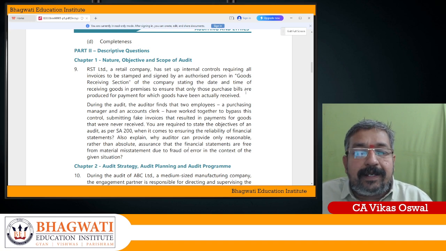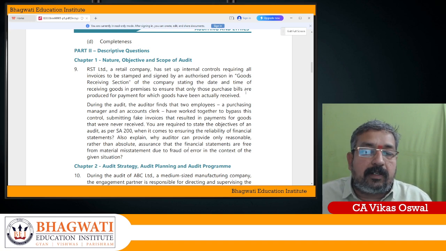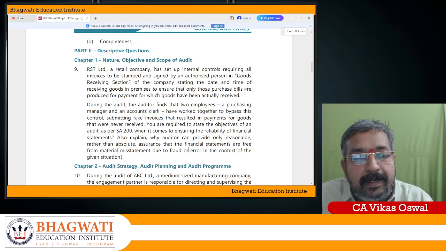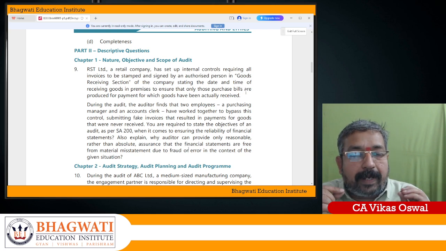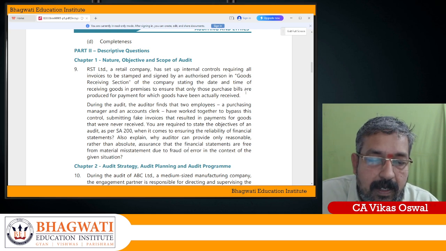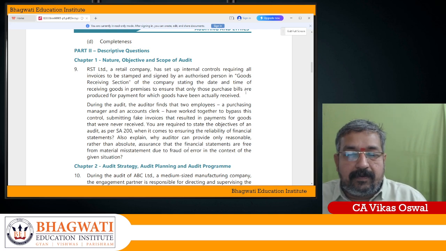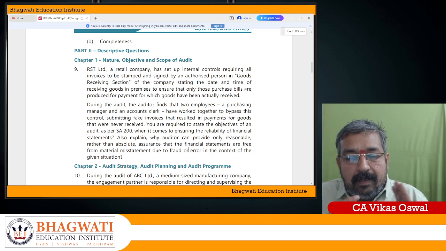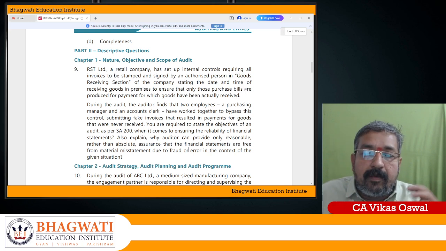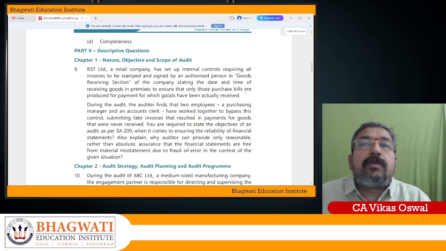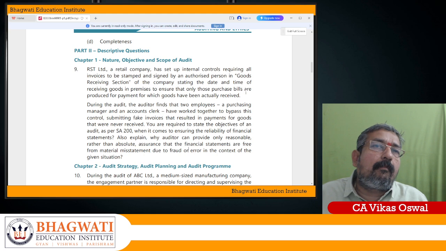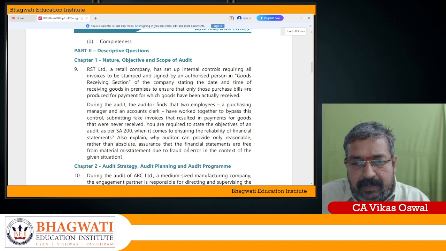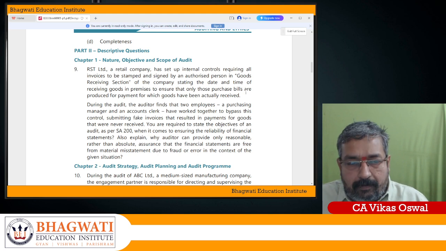You are required to state the objectives as per SA 200 when it comes to ensuring the reliability of financial statements. Also explain why an auditor can provide only reasonable assurance and not absolute assurance that the financial statements are free from material misstatement due to fraud and error in the context of the given situation. Two questions they have asked. One, what are the objectives of audit as per SA 200?